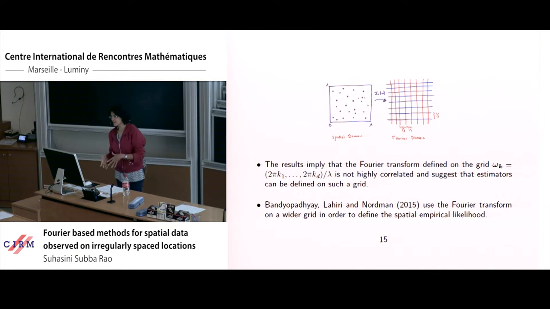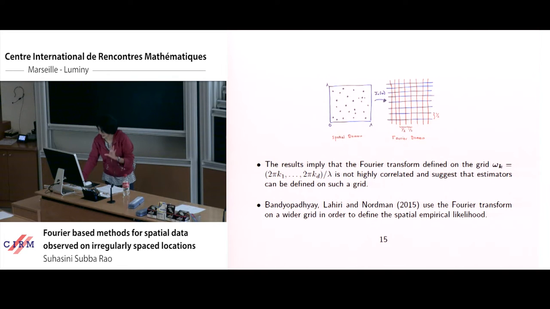I must add here, in a very recent paper, Lahiri with his collaborators are looking at the Fourier transform of irregularly sampled data for this type of data to define the empirical likelihood. And in their setup, they're using a gridification, but much wider frequencies. And there's a reason for that, but I can discuss at the end of this talk.